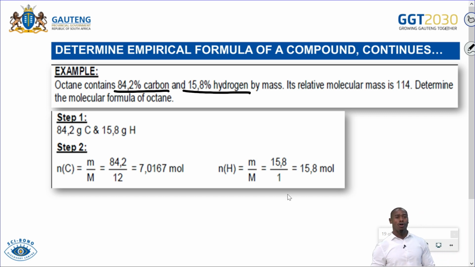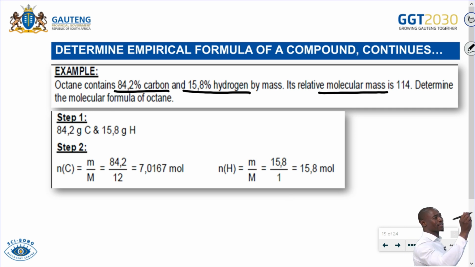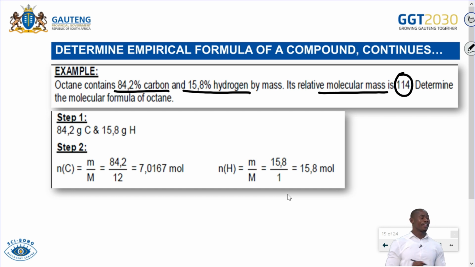Then you are also given what here? The relative molecular mass of this compound, right? Which is 114. Okay? So we have 114. Then they want us to determine the molecular formula of octane, right? So how are we going to determine the molecular formula of octane?